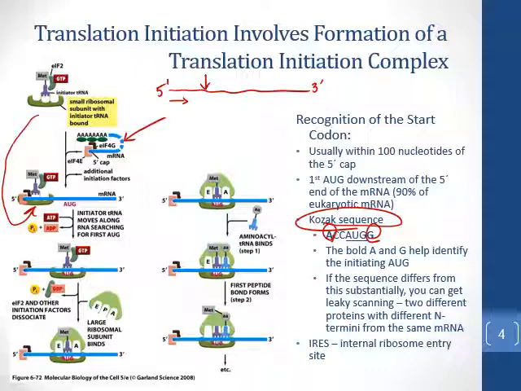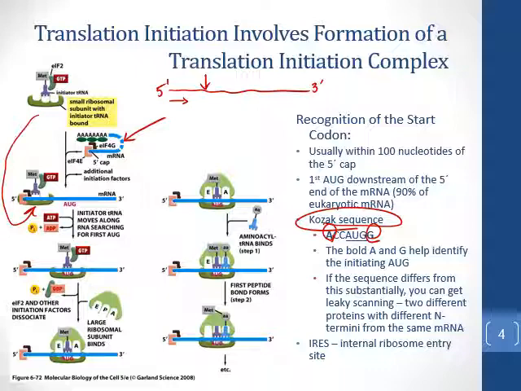And so that's what it's doing. It's scanning, looking for the Kozak sequence. Now, if the sequence differs from this substantially, you can get what's called leaky scanning. You can get two different proteins with different amino termini from the same mRNA.